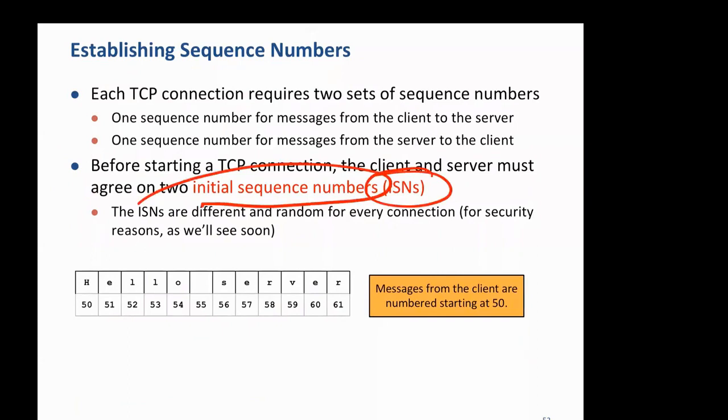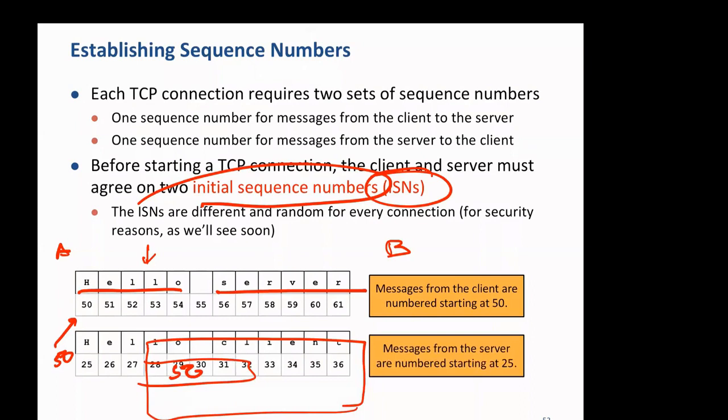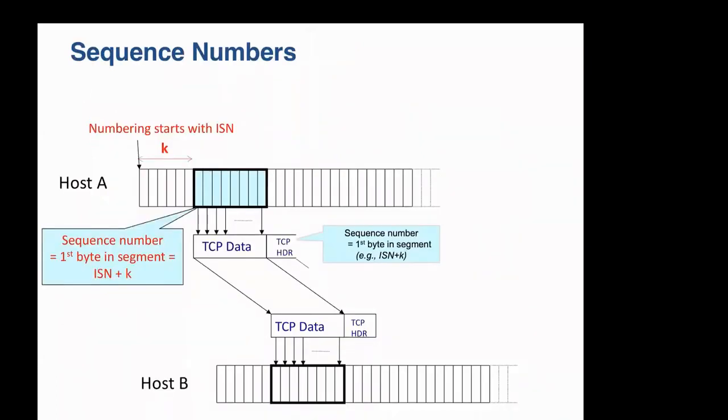Okay, so now if the messages are going from Alice to Bob and she says hello server, this is a message that will go into TCP as a segment. The initial sequence number, for example, here is 50. Then in the TCP header, wherever the sequence field is, it will say 50. So when this segment is being sent, this is the ISN, the initial sequence number. This was the first segment, this is the second segment. The second segment starts after k bytes, so its sequence number is ISN plus k. ISN is the initial sequence number.